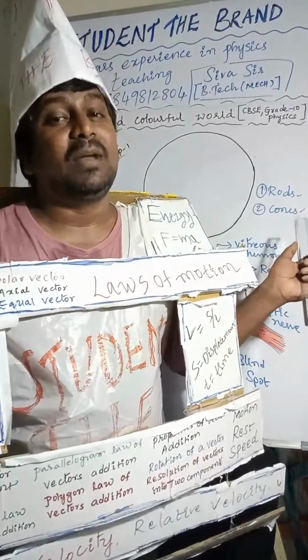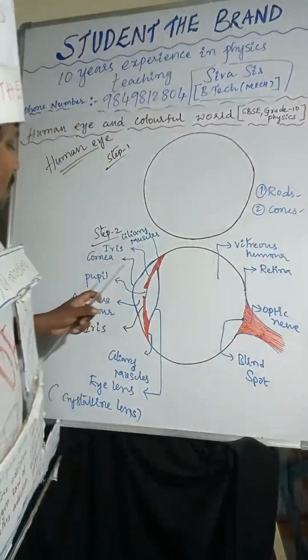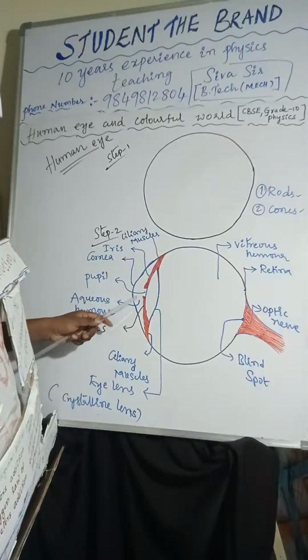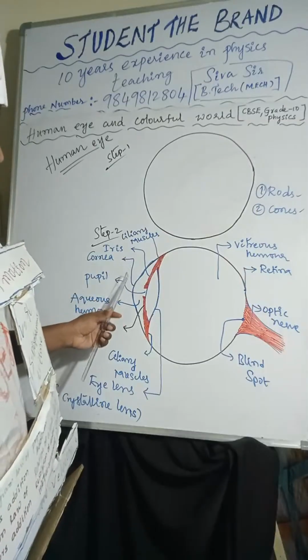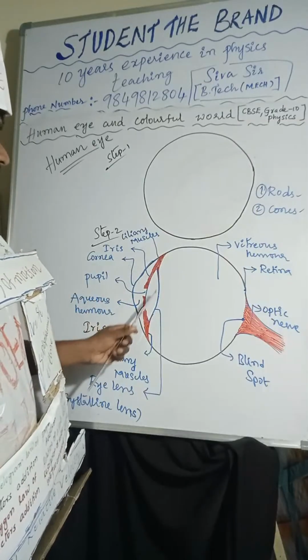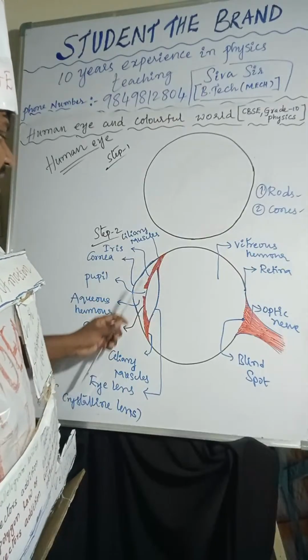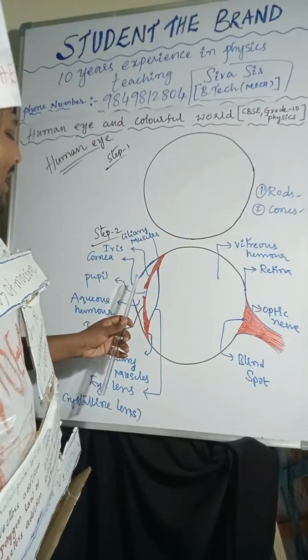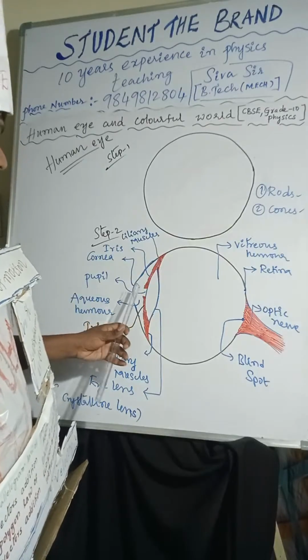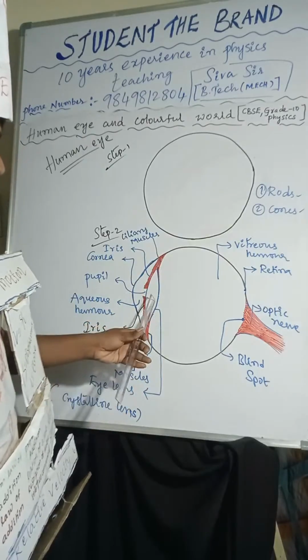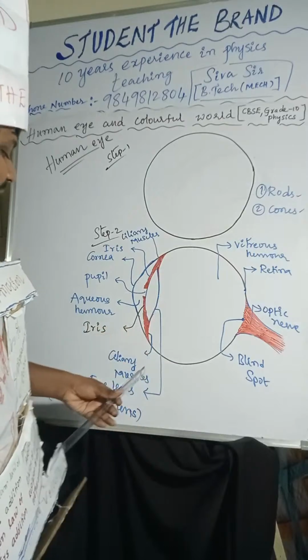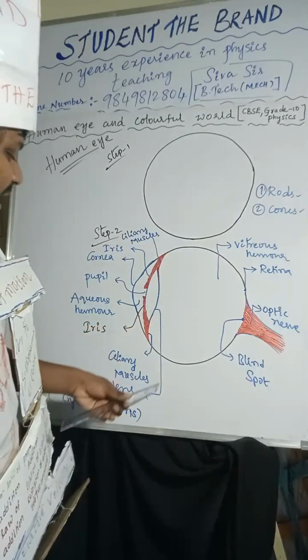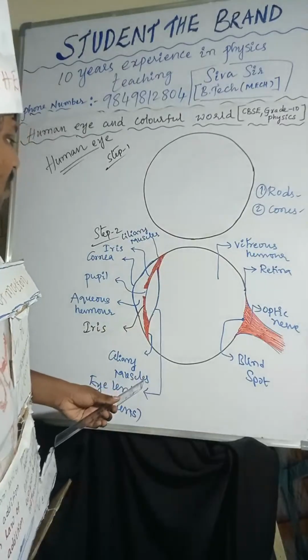What are the human eye parts and function? What are those? Cornea, ciliary muscles, iris, pupil, aqueous humor, ciliary muscles and eyelens. This is the eyelens, the crystalline lens or convex lens.